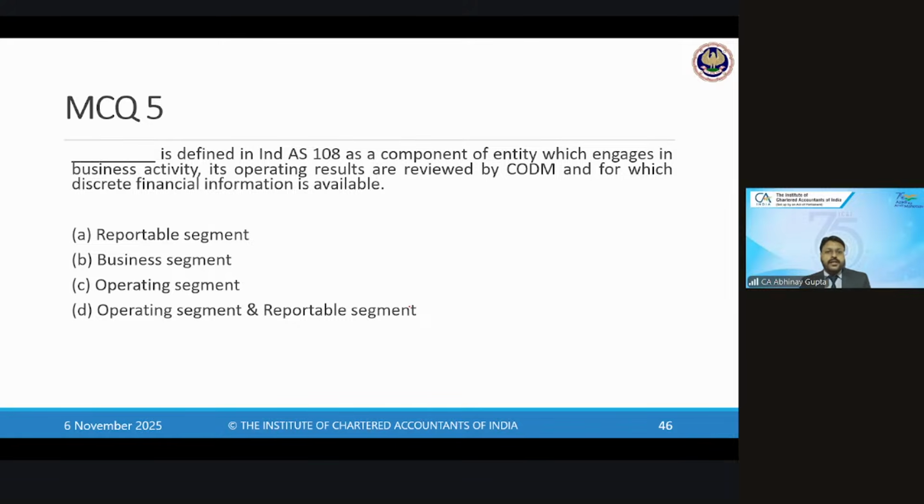Segment is defined in Ind AS 108 as a component of the entity which engages in business activity. Its operating results are reviewed by the CODM and for which discrete financial information is available. Reportable segment, business segment, operating segment, or operating and reportable segment? C. Operating segment, correct. So this is the definition of operating segment which we had studied, right?